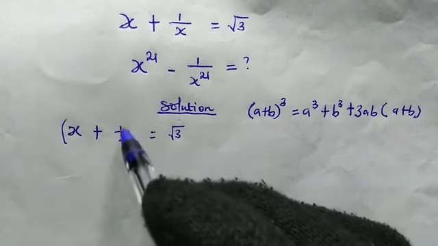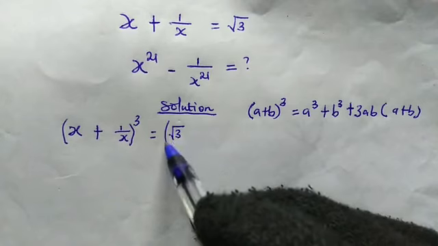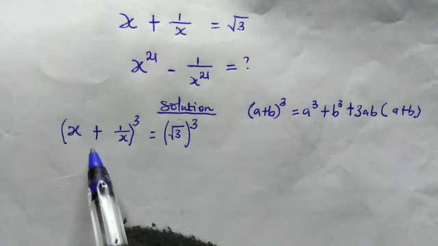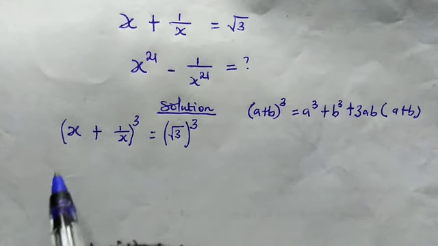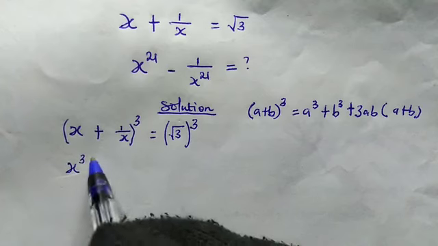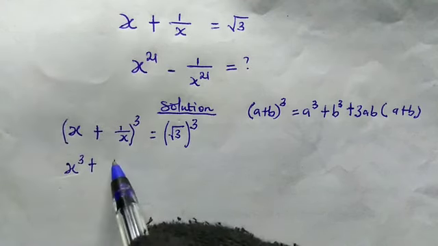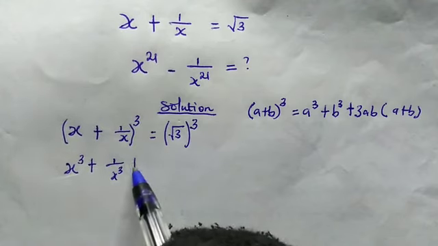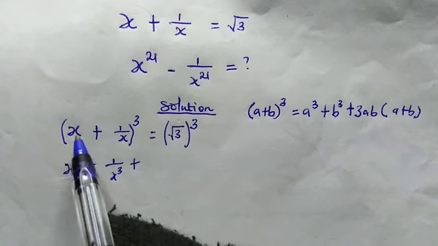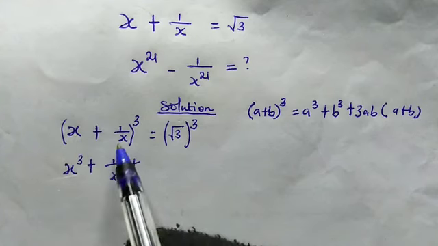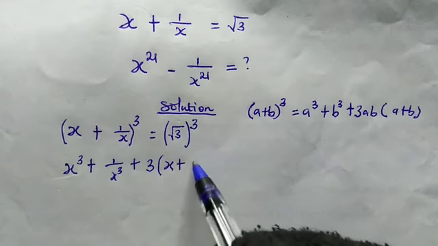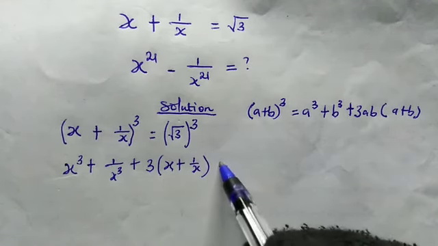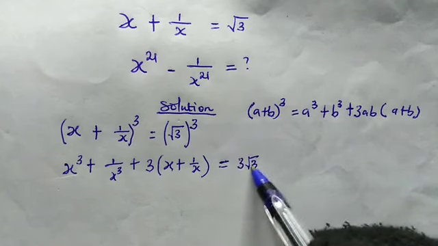Now let's go ahead and cube both sides of this equation. From the left, we'll be making use of this property here. So we're going to have the first term in the bracket cubed plus the second term in the bracket cubed, that is 1 over x cubed, plus 3 times the two terms here, that is x times 1 over x, which is 1. So we're left with just 3, then into bracket the sum of the terms, x plus 1 over x. This is equal to root 3 cubed, which will give us 3 root 3.